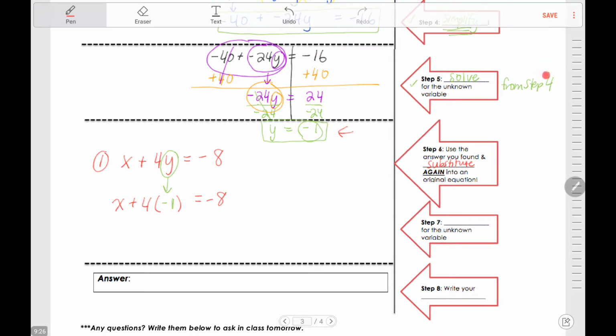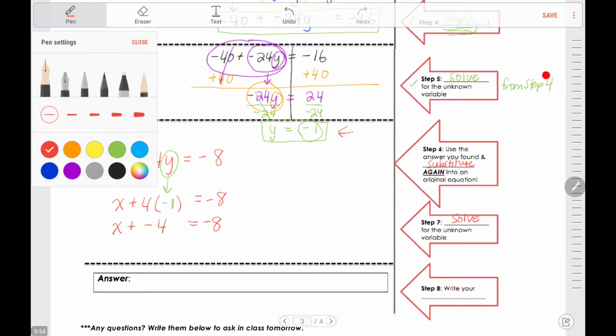And now step 7 is to solve for the variable that we don't know in this equation. Well, let's just clean this up first. There's a lot of things happening. So x plus, 4 times negative 1 is negative 4 is equal to negative 8. Here's an equation, and what do we realize we need to solve for in this equation? There's only one variable I need to solve for, which is x.